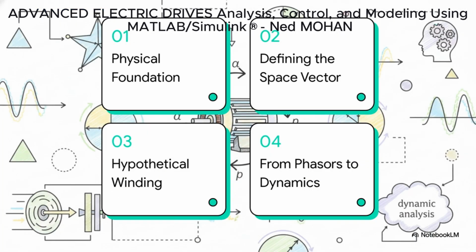So here's how we're going to break it down. First, we'll look at the actual physics inside the motor. Then we'll define what a space vector even is. After that, we'll see this really cool trick, the hypothetical winding model. And finally, we'll tie it all back to something you're probably already familiar with, phasors.